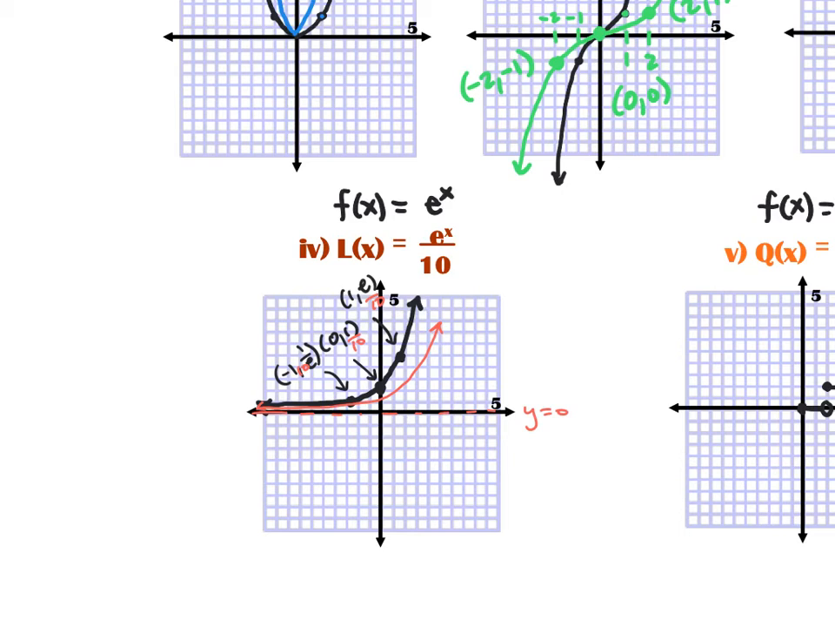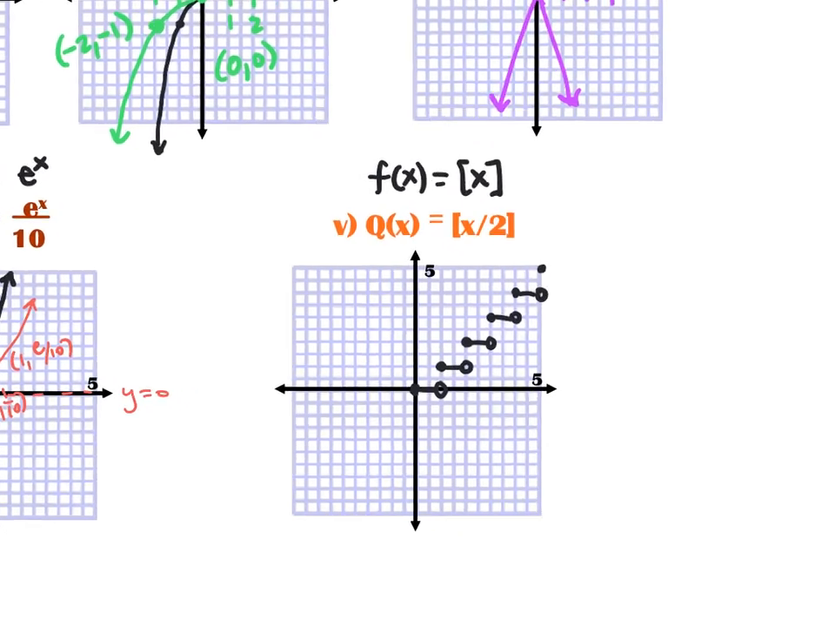Okay, so this point right here would be (1, e/10). This point right here would be (0, 1/10). And this point right here, which of course is not to scale, would be (-1, 1/(10e)). That's a really small number, like 1/30th or about there. So that's how we would transform e to the x using a vertical shrink.